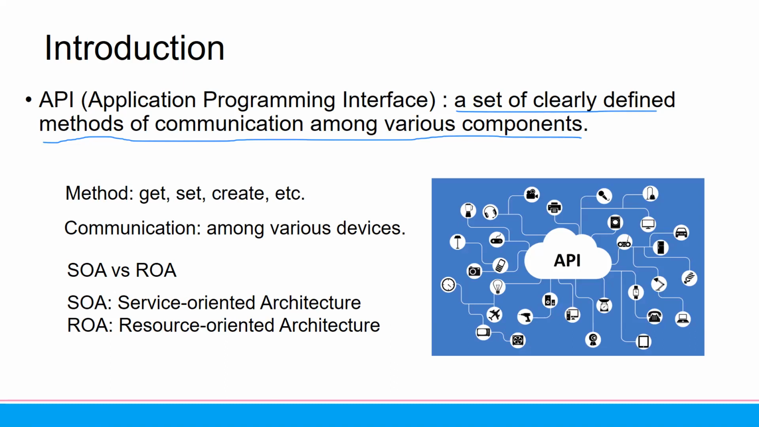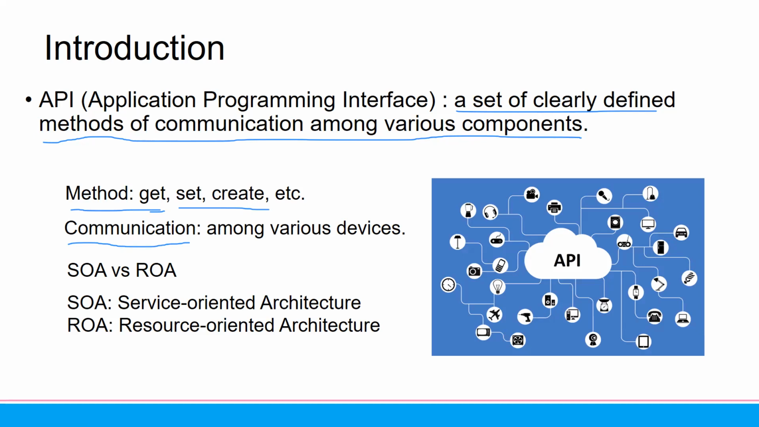There are some ways to access other components. For example, we can use the method get. We can use methods like set and create, etc. So if you have learned object-oriented programming, we can have this kind of method. And the communication can be among various devices. So whenever you provide an API, you can communicate with that device. If you don't have the API, you cannot communicate with the device.